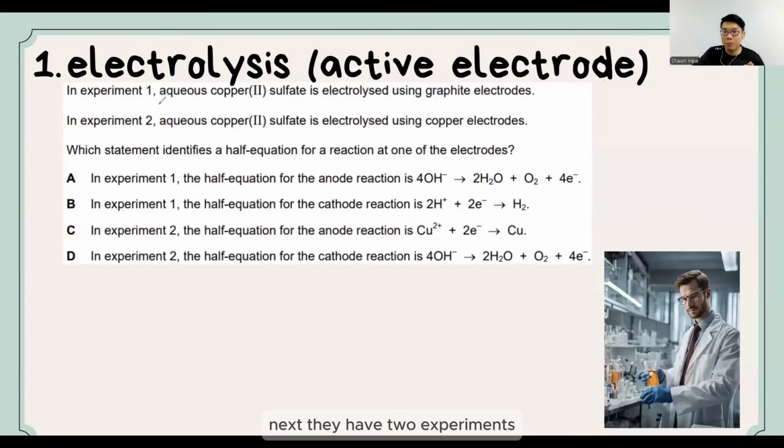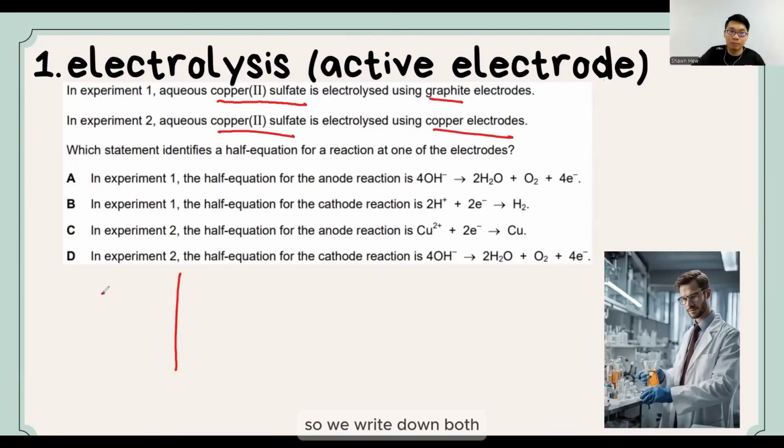Next, they have two experiments. Experiment 1, they use aqueous copper sulfate with graphite. Experiment 2, they're using copper sulfate with copper electrode. So we write down both.